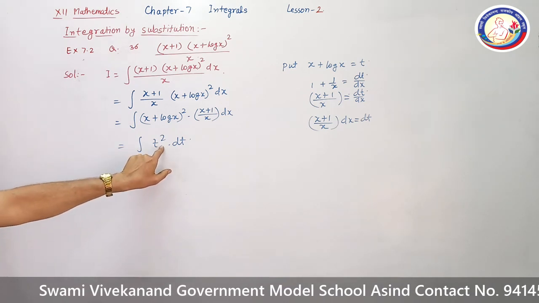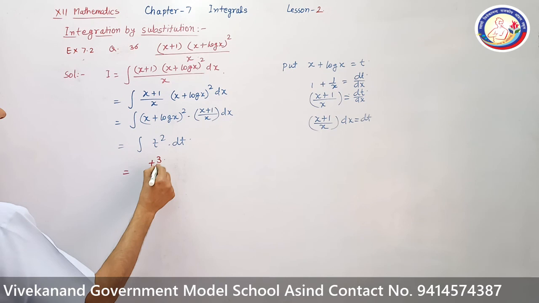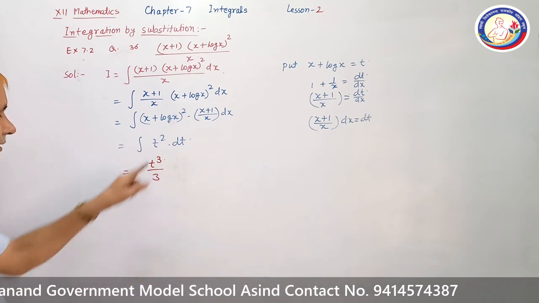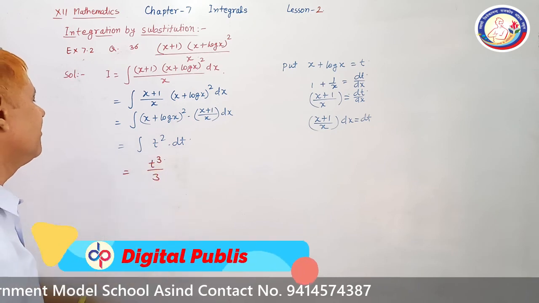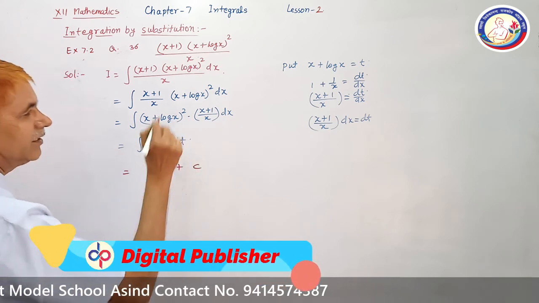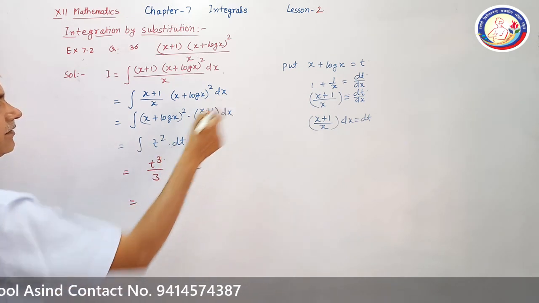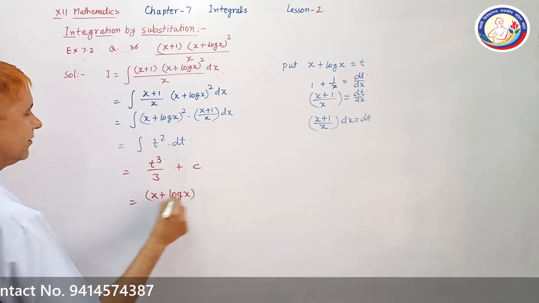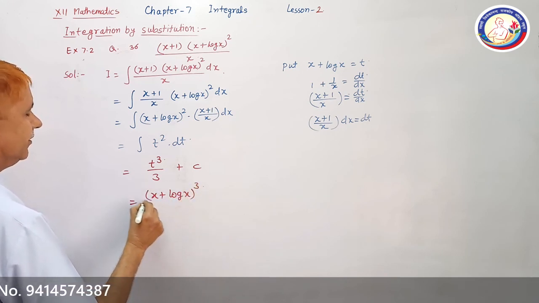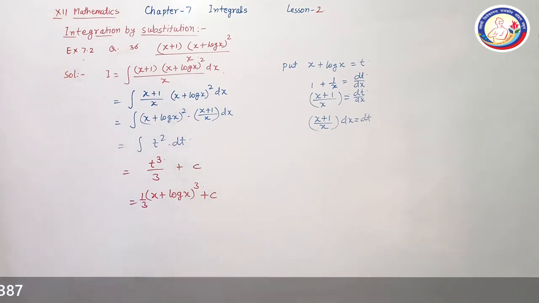What is the integration of t square with respect to t? It is t cube upon 3. t raised to power 2 plus 1 upon 2 plus 1, that is t cube upon 3 plus constant of integration c. Put here again the value of t, we will get x plus log x raised to power 3 upon 3. 1 upon 3 is here plus c. This is the answer. Thank you very much.